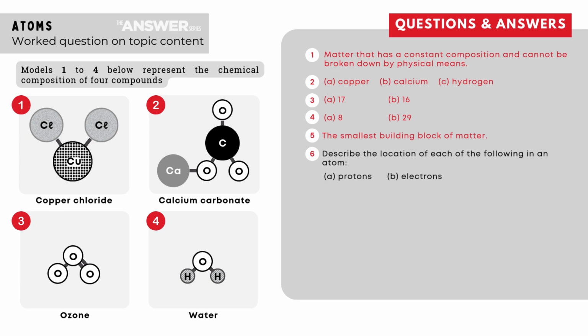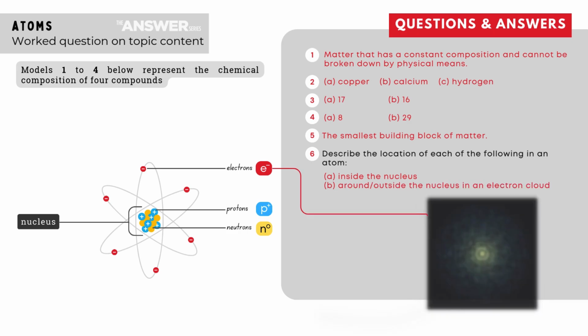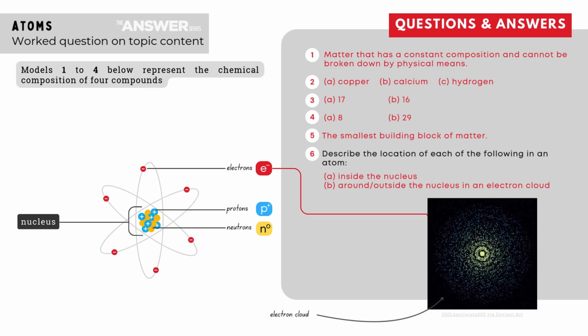So we remember from what we've discussed that protons occur within the nucleus of an atom. And electrons are like moths or insects attracted to the light, which is this nucleus. So electrons are found around or outside the nucleus in an area called the electron cloud.